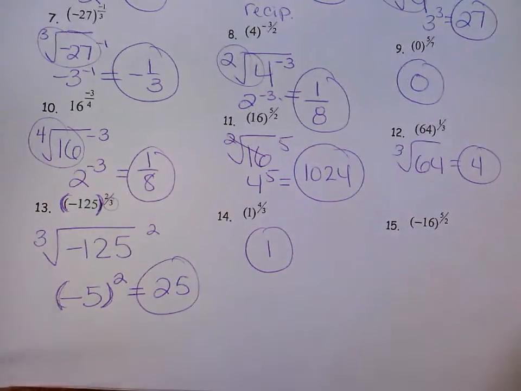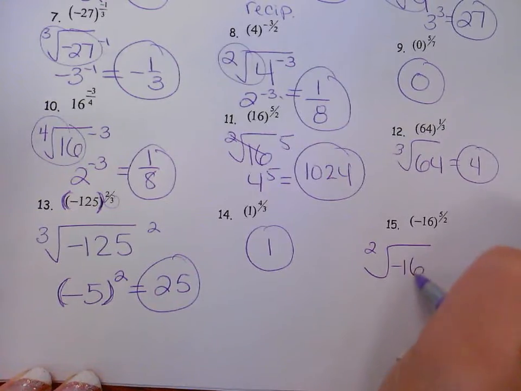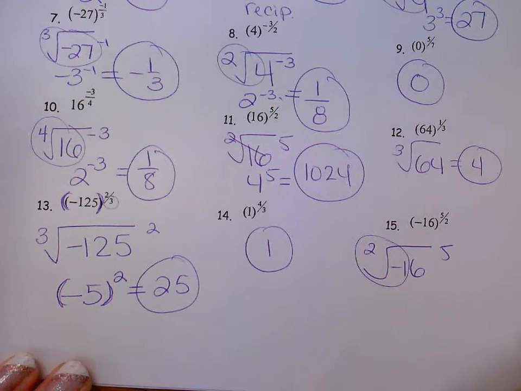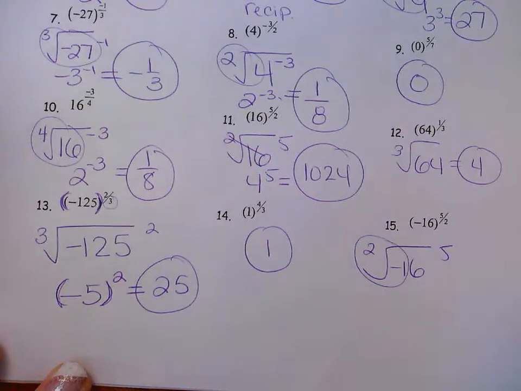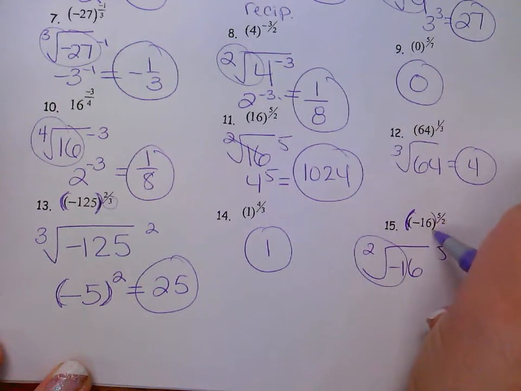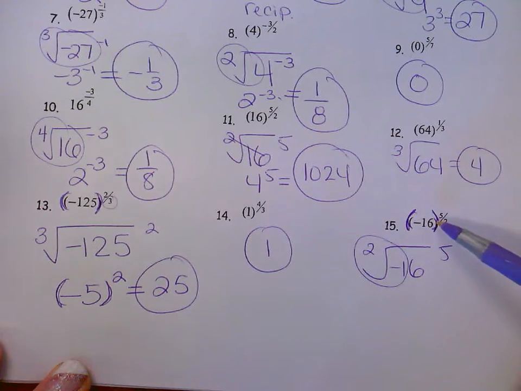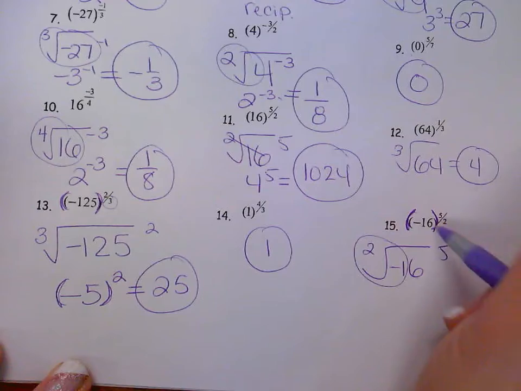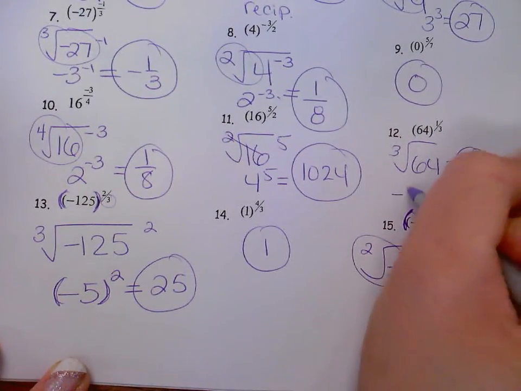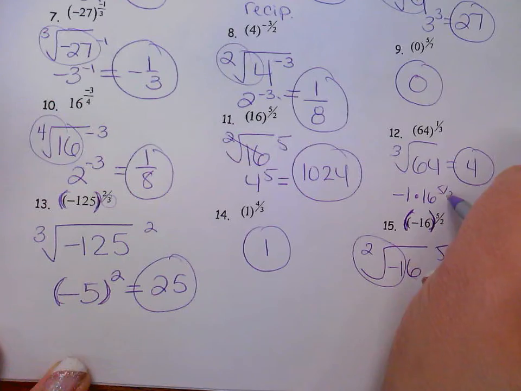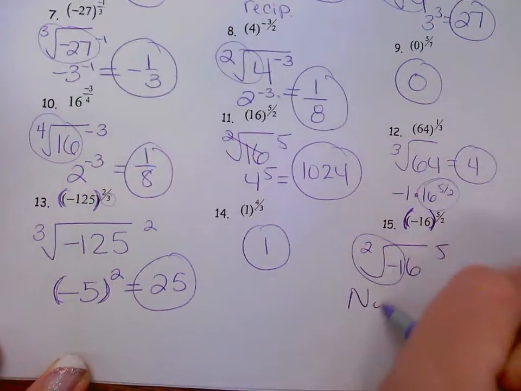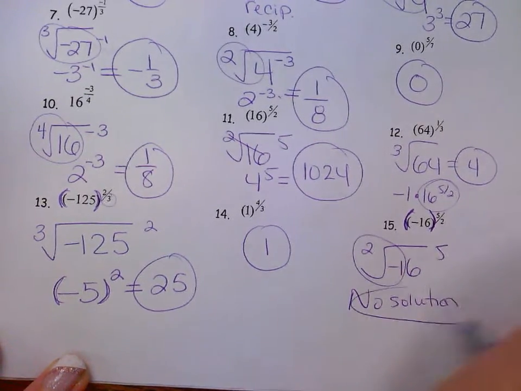And then 15 is actually undefined. Did you figure that out? Can you take the square root of negative 16? No. And if you try to do it on the calculator, you'll also get an imaginary or non-real answer. So in this case, these parentheses were really important because that's what sucked the negative 16 under the radical. If it hadn't been in parentheses, it would really be negative 1 times 16 to the 5 halves. So you could do 16 to the 5 halves and just make your answer negative at the end. But this would be no solution, or you could write undefined for that one.